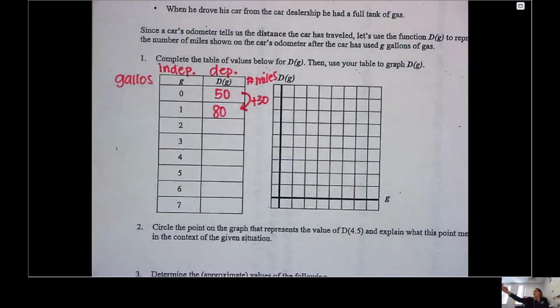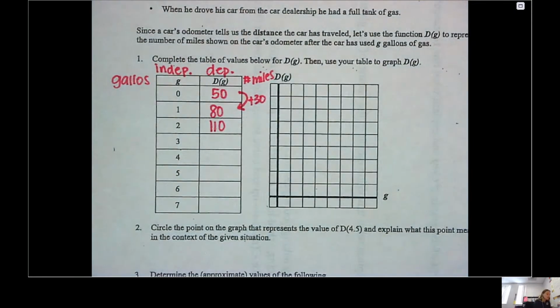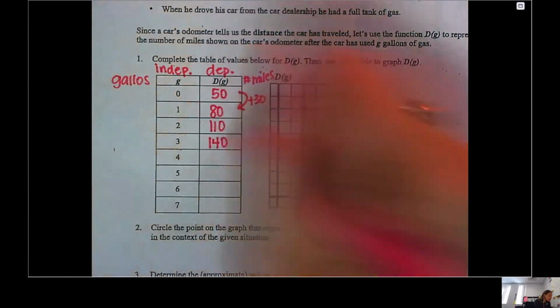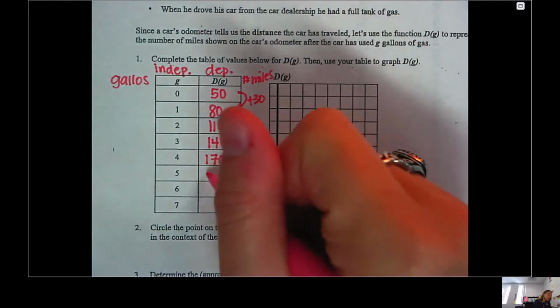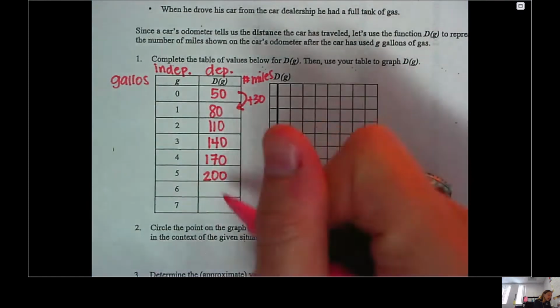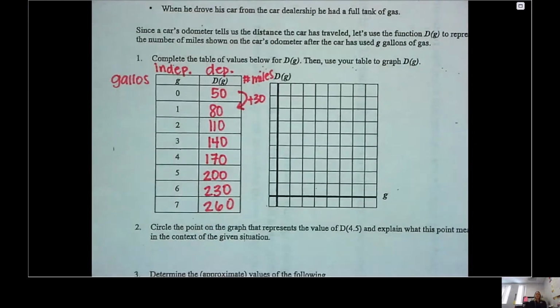80. Good. So we're adding those 30 miles. If I put another gallon of gas in, 110. Good. I add another 30 to it. Now I'm at 110. If I put another gallon of gas in, 140, and so on and so forth. So essentially you are just adding the 30 miles, right? So for each gallon of gas, he's going 30 miles.